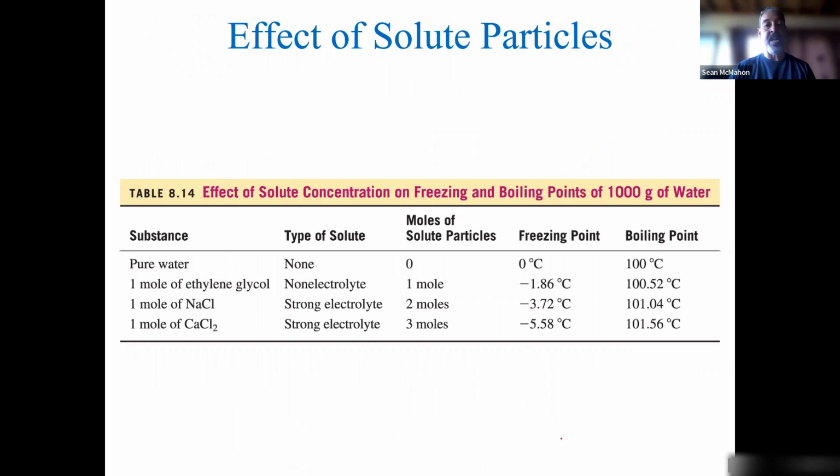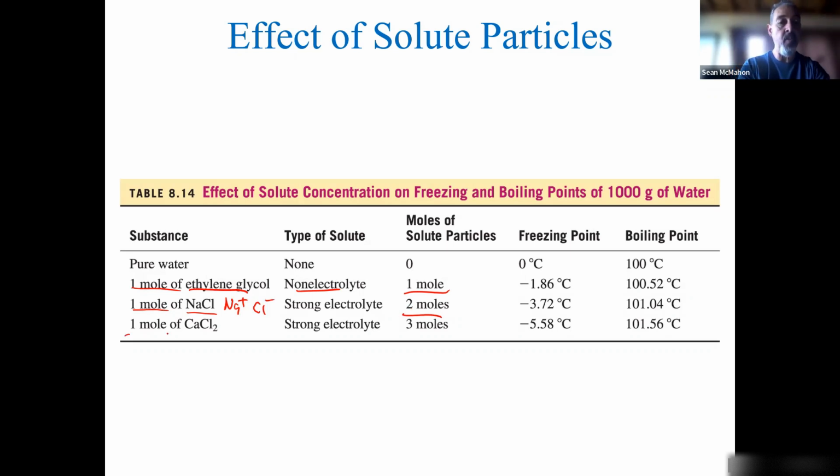So here's another example where they're trying to show the effects of the concentration, where ethylene glycol, because it's a non-electrolyte and it is basically a molecule, I only get 1 mole of solute from 1 mole of ethylene glycol dissolved in water. If I have 1 mole of sodium chloride, it can split apart into 1 sodium ion and 1 chloride ion. So I get 2 moles of solute particles per 1 mole of sodium chloride.